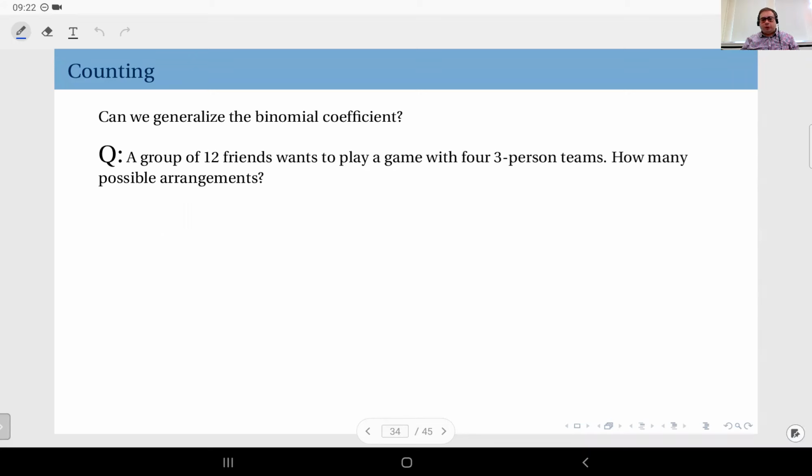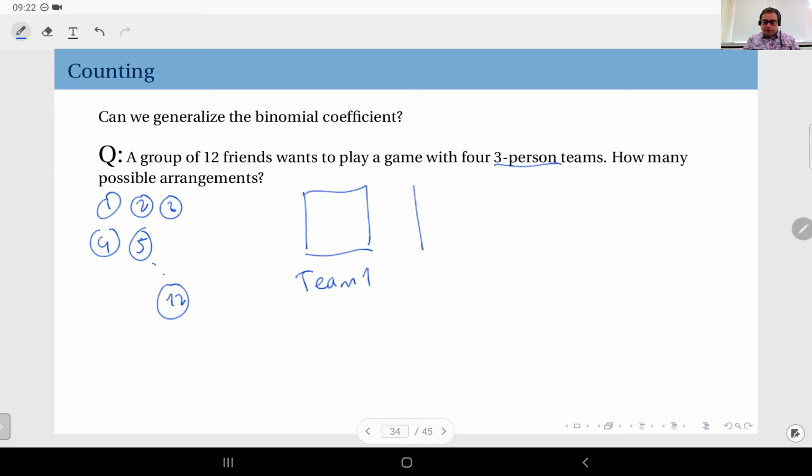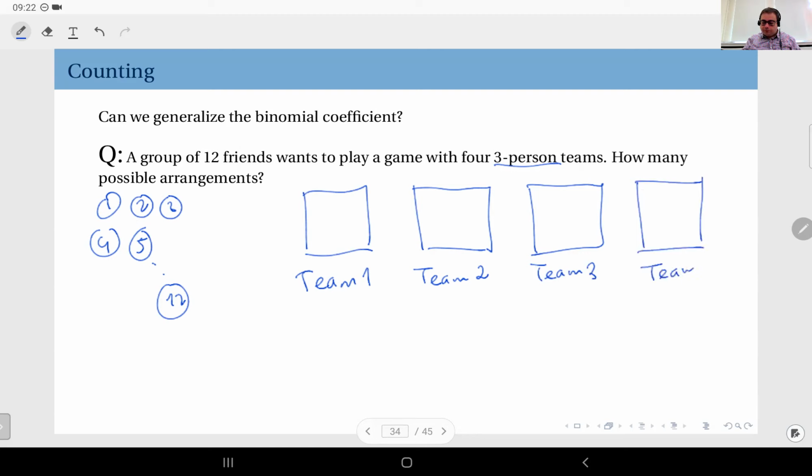A group of 12 friends wants to play a game with four three-person teams. How many possible arrangements of these teams? So I have a population of 12, up to 12 people. And I would like to distribute these 12 people into three-person teams. So I will have team one, team two, team three, team four.